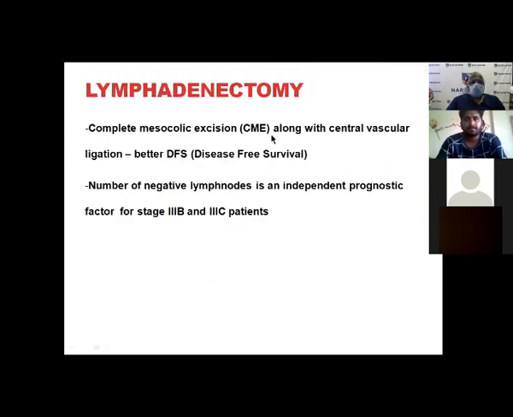Lymphadenectomy, mesocolic excision is an important thing. Central vascular ligation, free from the disease. Necrotic nodes are an independent prognostic factor in stage 3B and stage 3C disease.